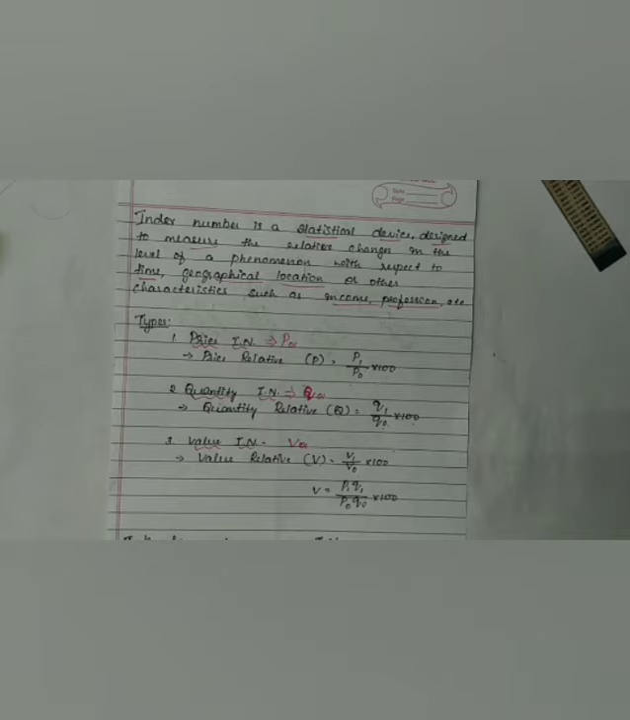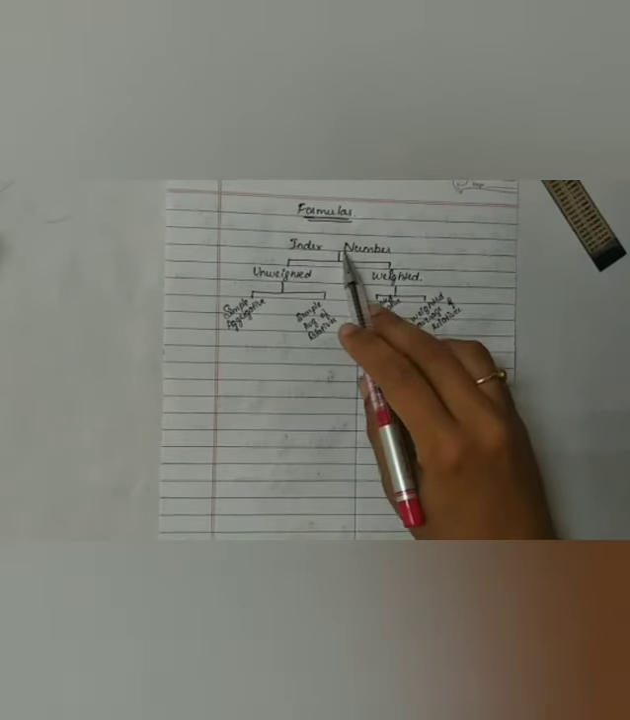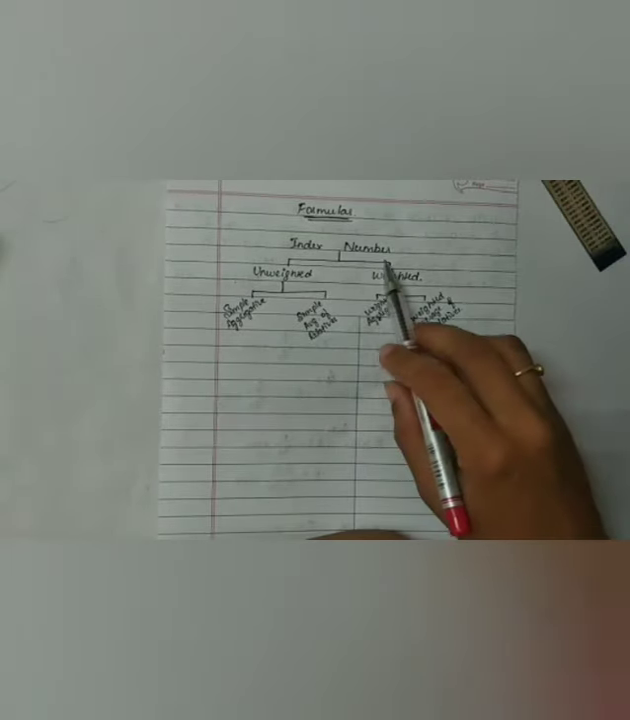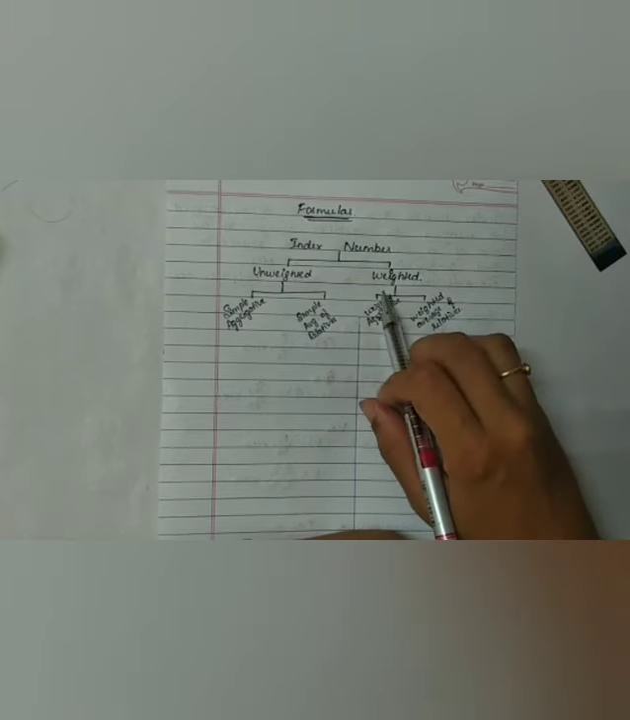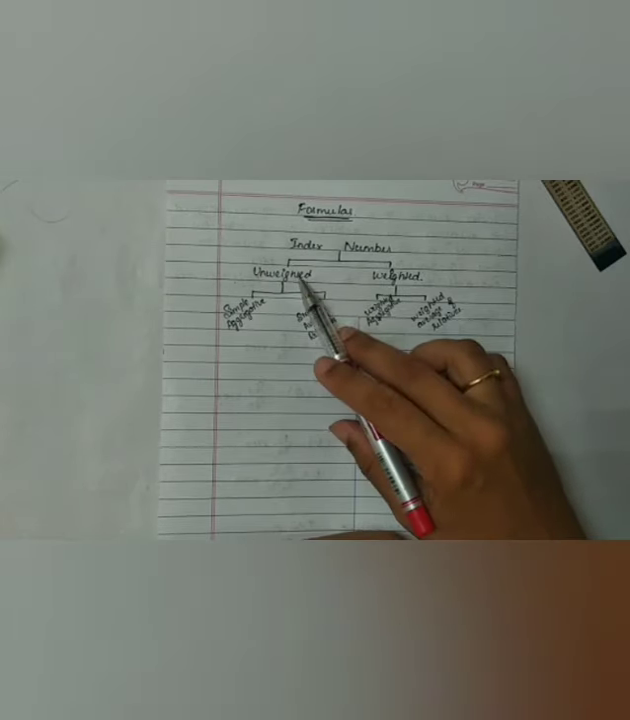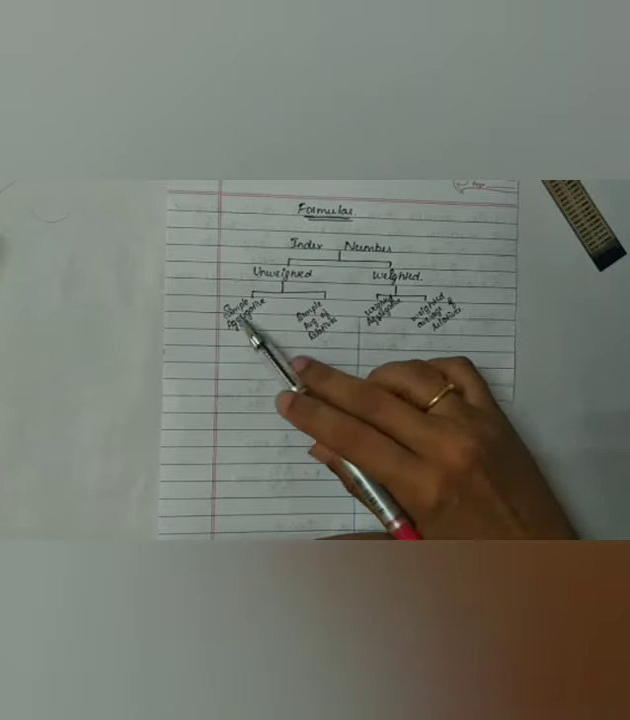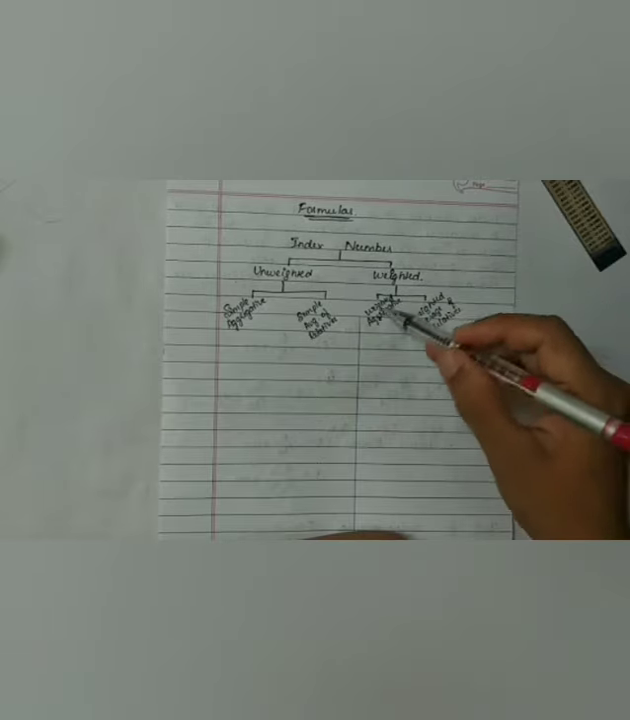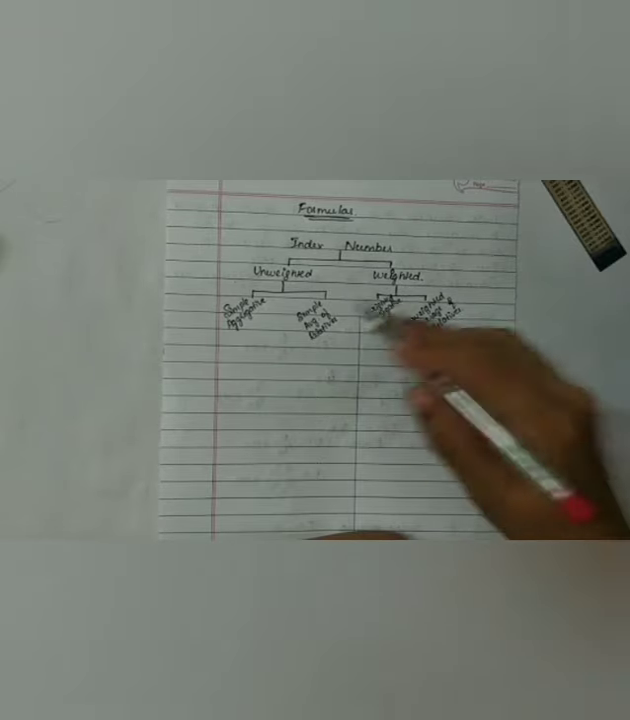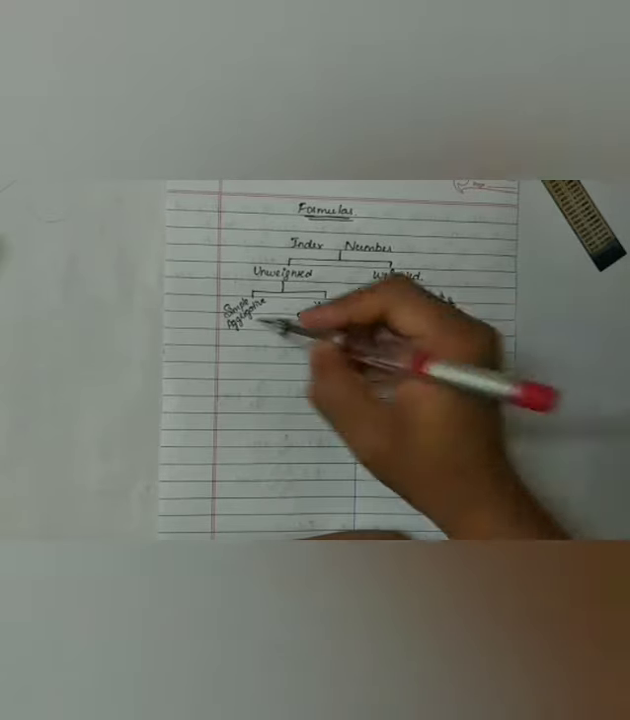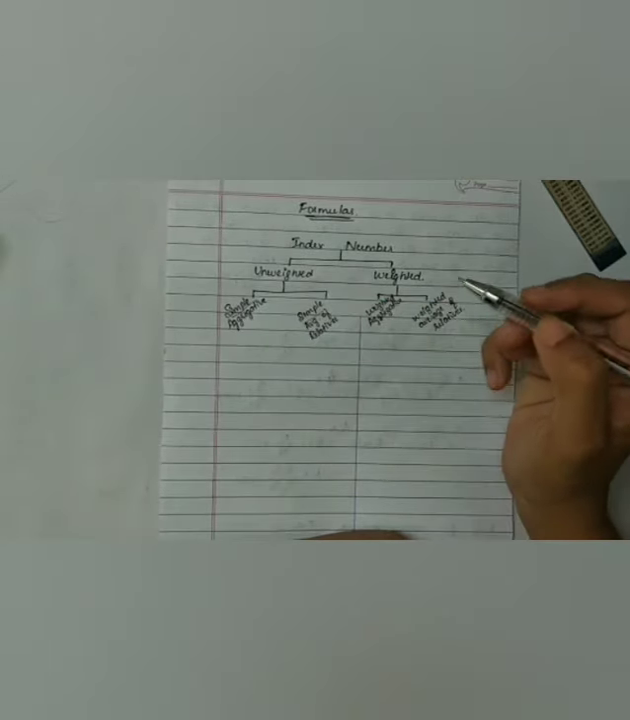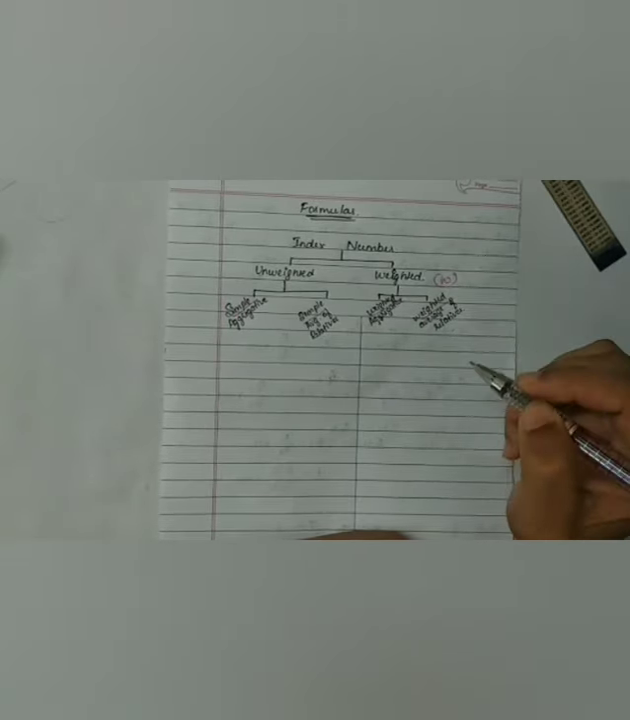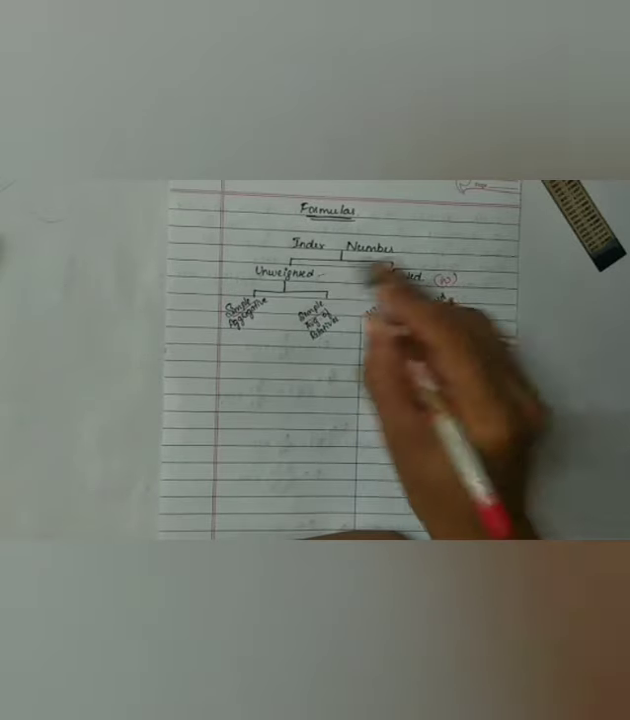Now let's go for the formulas. So formulas, I have made it even simple here. So listen and watch carefully. Index number is divided into unweighted and weighted index numbers. And when it comes to unweighted, again two more types, simple aggregative and simple average of relatives. And when it comes to weighted, weighted aggregative and weighted average of relatives. Here if you observe, in unweighted it is simple. Same thing when it comes to weighted, it is weighted. So here W will be there, weights will be there, and here no weights.